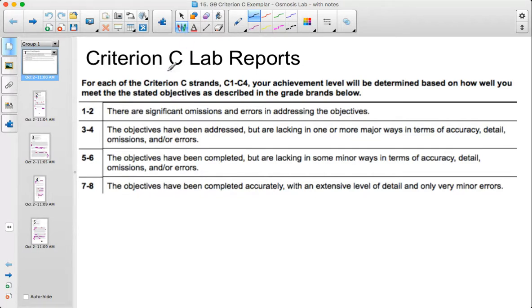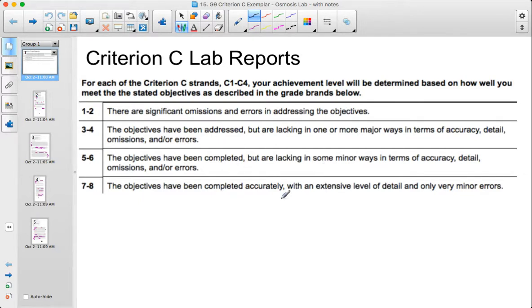So when you get a grade back on a Criterion C lab report, it's going to be based on 4 different strands, which I'll go through on the following pages. But what you earn in each strand, whether you end up in the 1, 2, 3, 4, 5, 6, or 7, 8 category, is based on the following. To earn a 7, 8, which is the highest, the objectives have been completed accurately with an extensive level of detail and only very minor errors. The difference from 7, 8 down to 5, 6 is that the objectives have been completed but are lacking in some minor ways in terms of accuracy, detail, omissions, and/or errors.